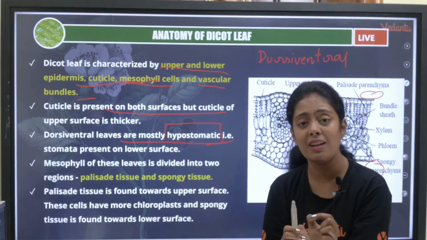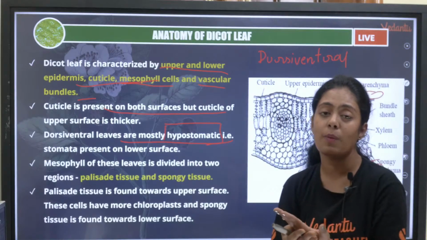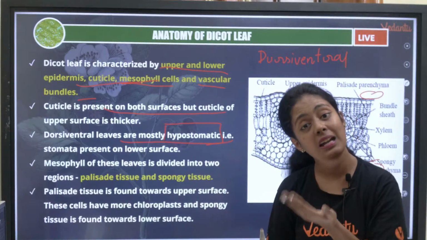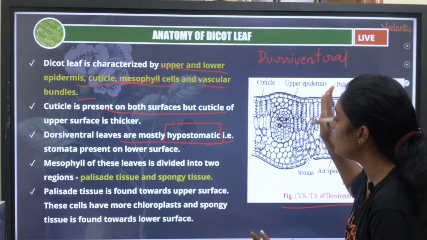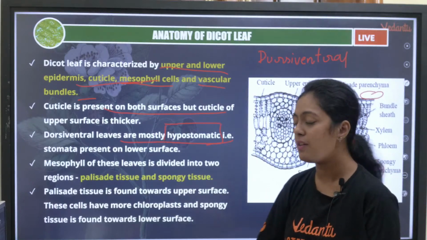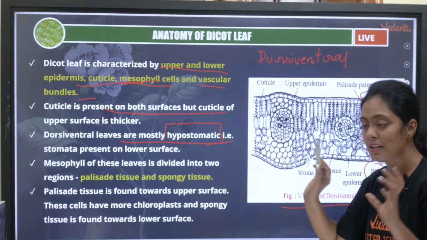Okay, so that's very, very important. நிறைய பேர் யோசிப்பீங்க ஸ்டொமாட்டா வந்து எப்பவுமே lower side of the leafல தான் இருக்கும். அப்படி கிடையாது பசங்களா, ரெண்டு சைடுலயுமே இருக்கும். When it comes to dicot leaf, it is more present on the lower side of the leaf. அதுதான் நம்ம hypostomatic ன்னு சொல்றோம்.